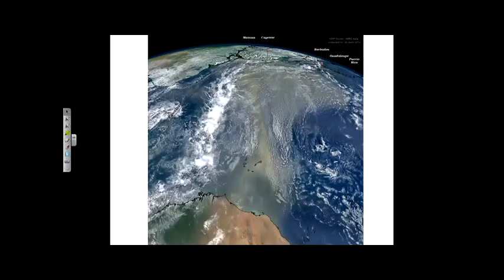This is a recent spectacular image of North African dust across the Transatlantic Ocean, captured on 24th June this year. And you can see the brown dust plumes across the Atlantic Ocean reaching the American continent. This is real, major, and happening all the time.